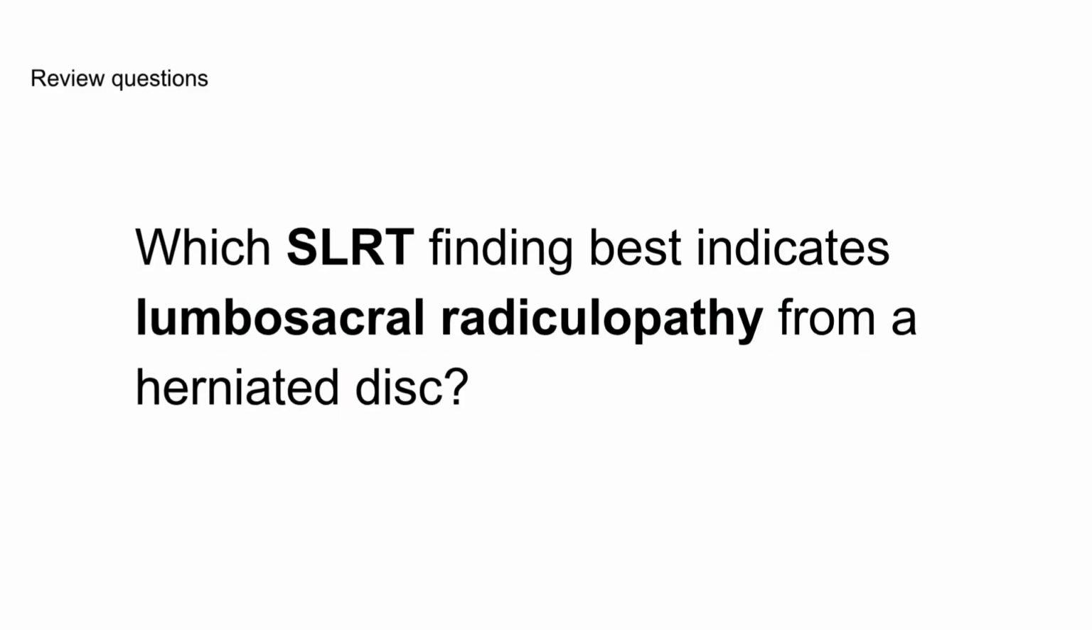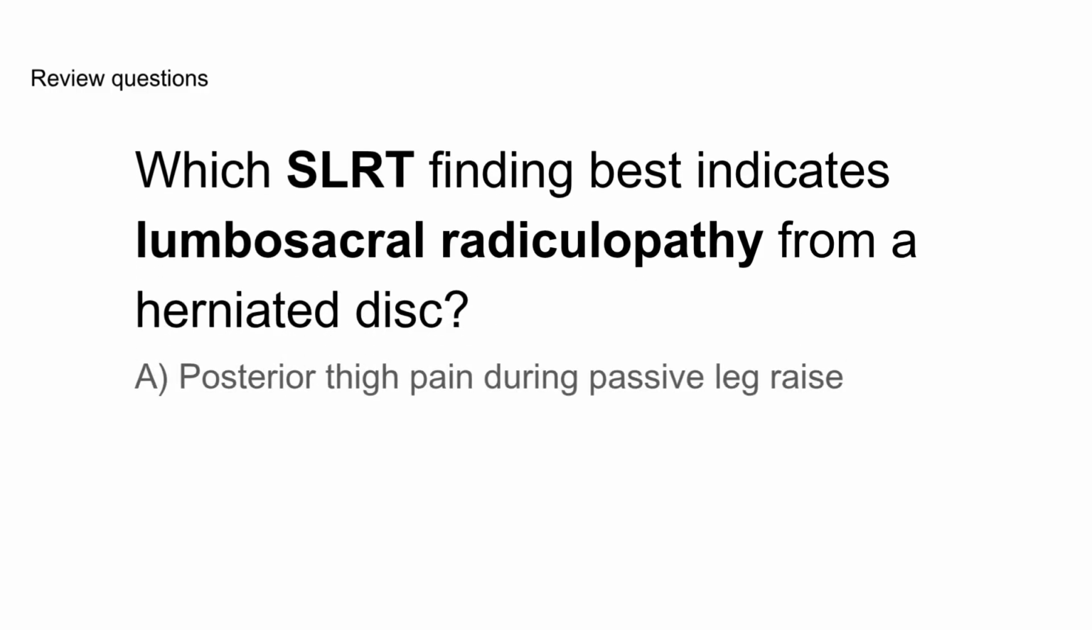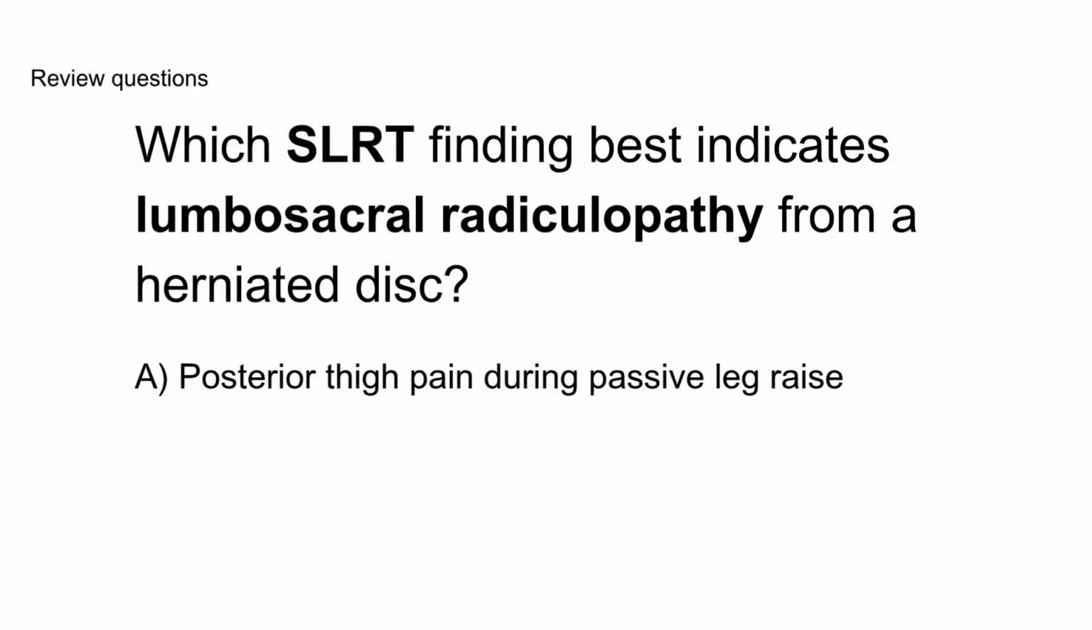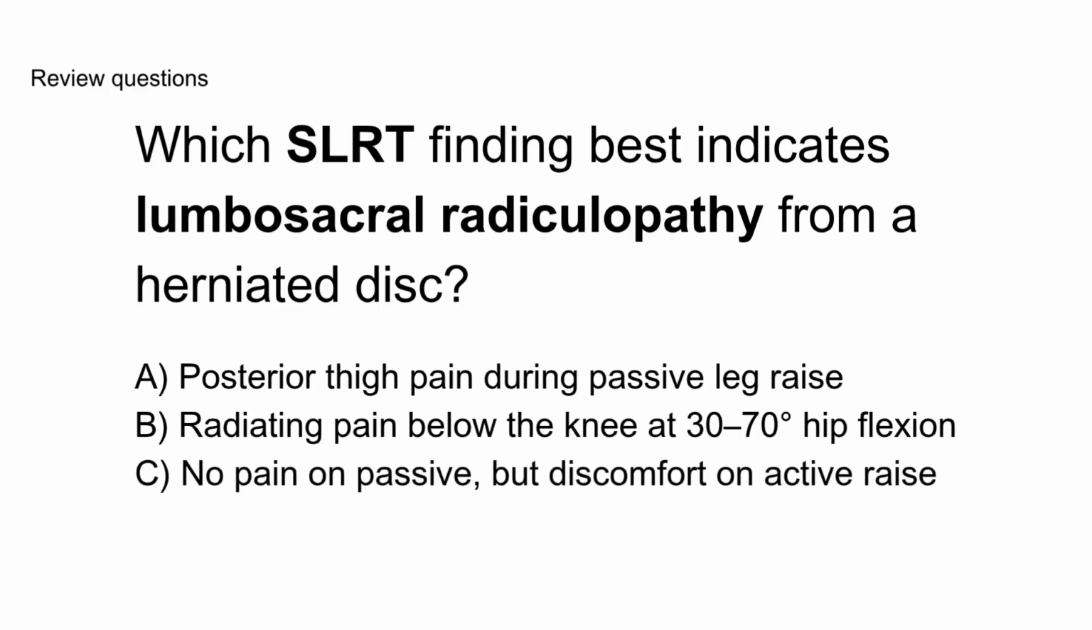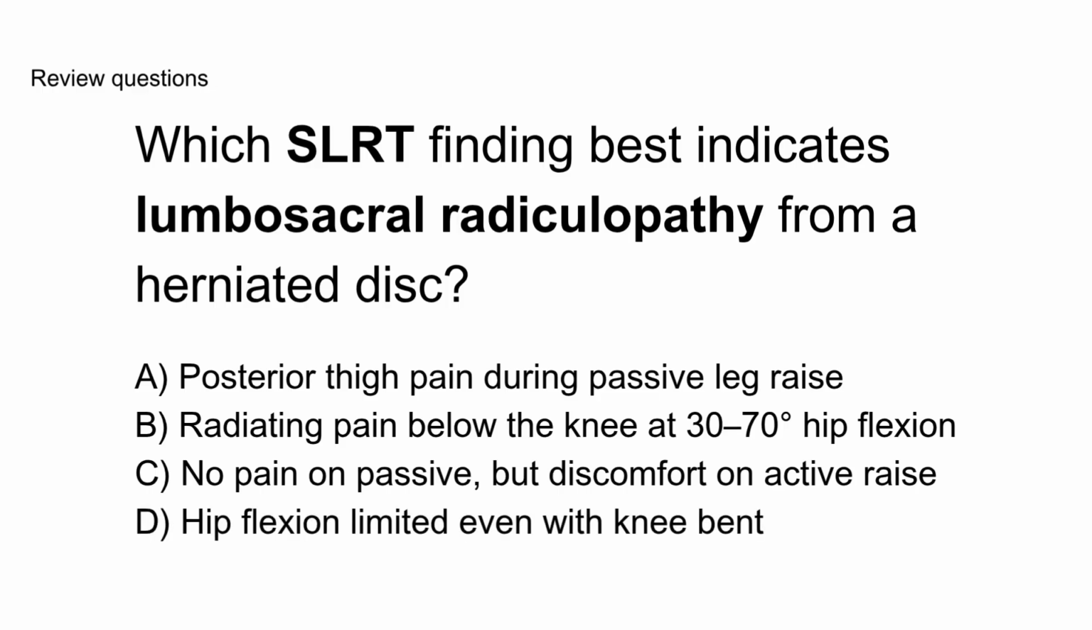Before we finish, let's quickly review with a few questions. Which clinical finding during the straight leg raise test best supports the diagnosis of lumbosacral radiculopathy due to a herniated disc? A. Pain localized to the posterior thigh during passive leg raise. B. Pain radiating below the knee between 30 degrees and 70 degrees of hip flexion. C. No pain with passive leg raise, but discomfort during active leg raise. D. Hip flexion restricted even when the knee is bent.